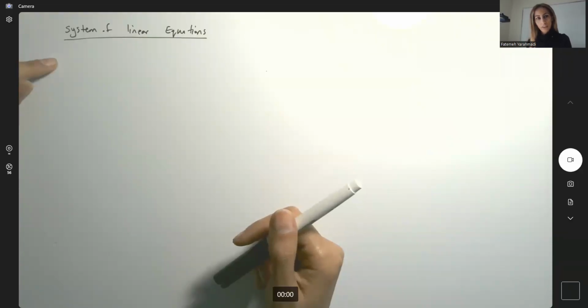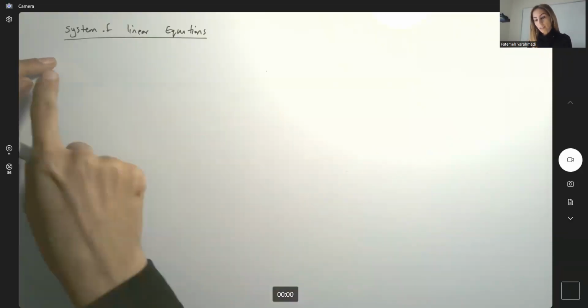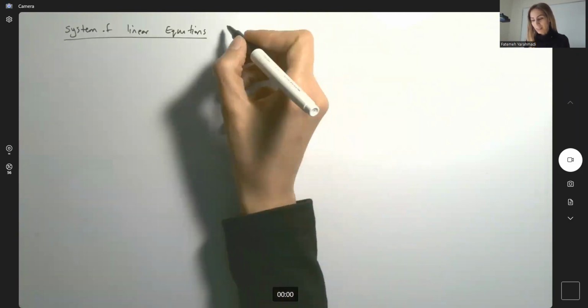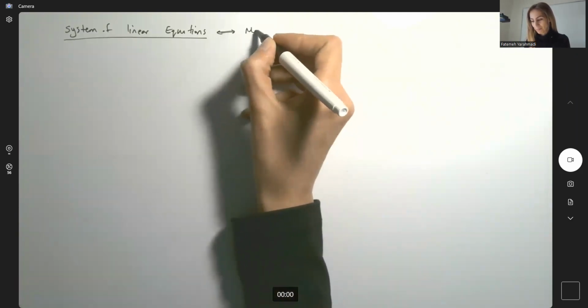Very good. So we're going to talk about system of linear equations and connection of system of linear equations with matrix multiplication.